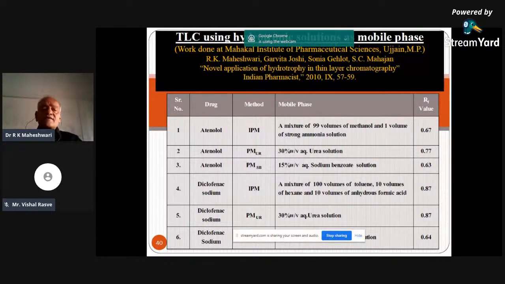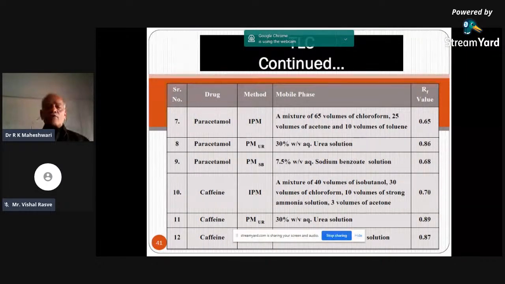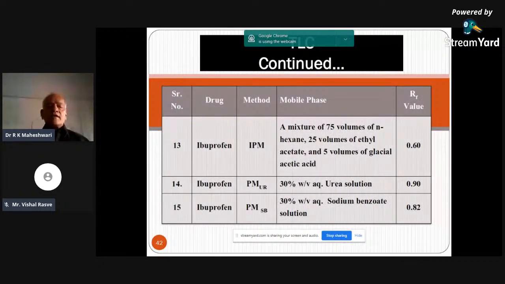So here just briefly I would like to tell you, atenolol. IPM means IP method, Indian Pharmacopoeia method, which involves the use of organic solvent methanol. But here, in PM, the proposed method using UR means urea, 30% urea solution. This was the RF value. Similarly, in case of the same atenolol, proposed method using sodium benzoate, 15%. This was the spot. There was no use of any organic solvent in these mobile phases. So now you can see all these details later on. So here paracetamol, urea solution and sodium benzoate without the use of organic solvent, caffeine, ibuprofen, no use of organic solvent, just by use of urea and sodium benzoate.